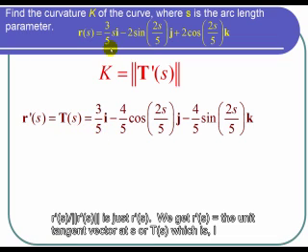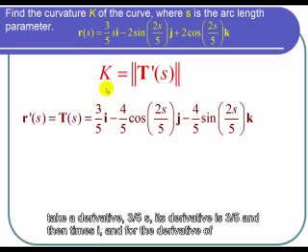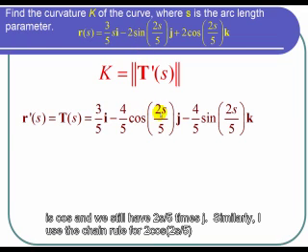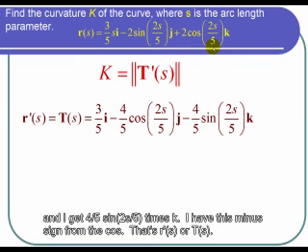which is, I take a derivative, 3/5 s, its derivative is 3/5, and then times i. And for the derivative of 2 sine of 2s over 5, I use a chain rule. We get 2/5 times 2, which is 4/5, and the derivative of the sine is the cosine. We still have 2s over 5 times j. And similarly, I use a chain rule for 2 cosine of 2s over 5, and I get 4/5 sine of 2s over 5 times k, and still have this minus sign from the cosine. So that's r prime of s, or T of s.